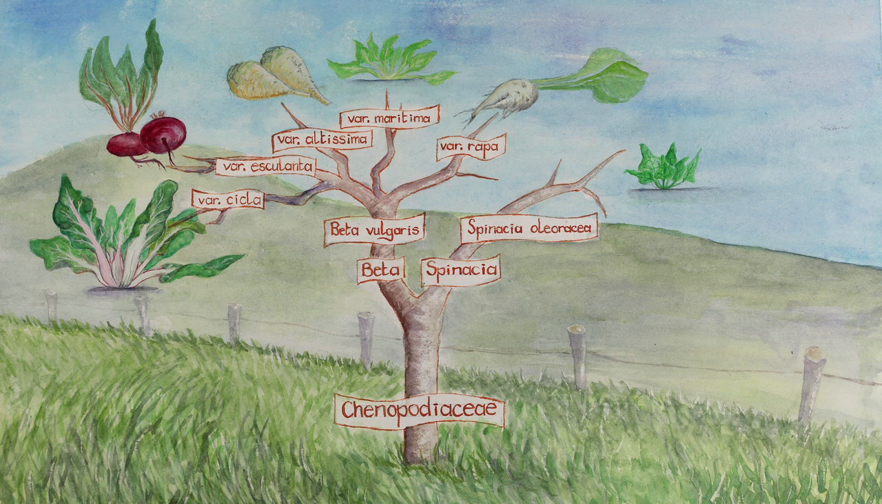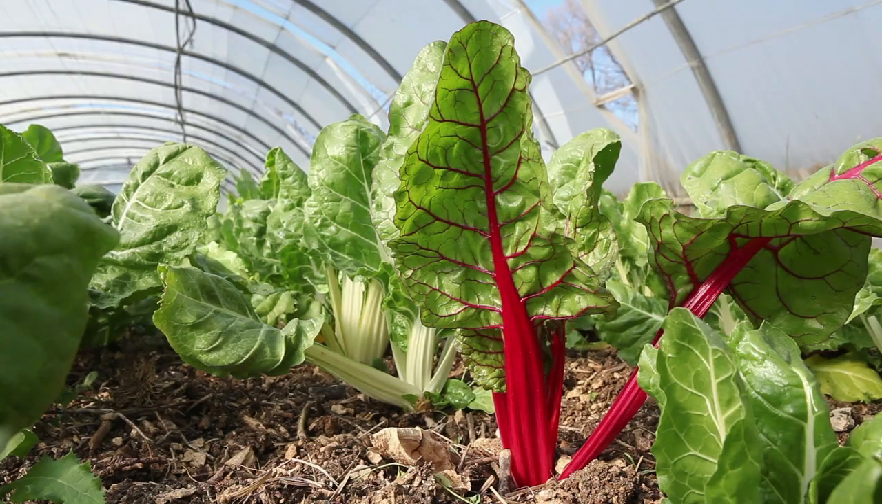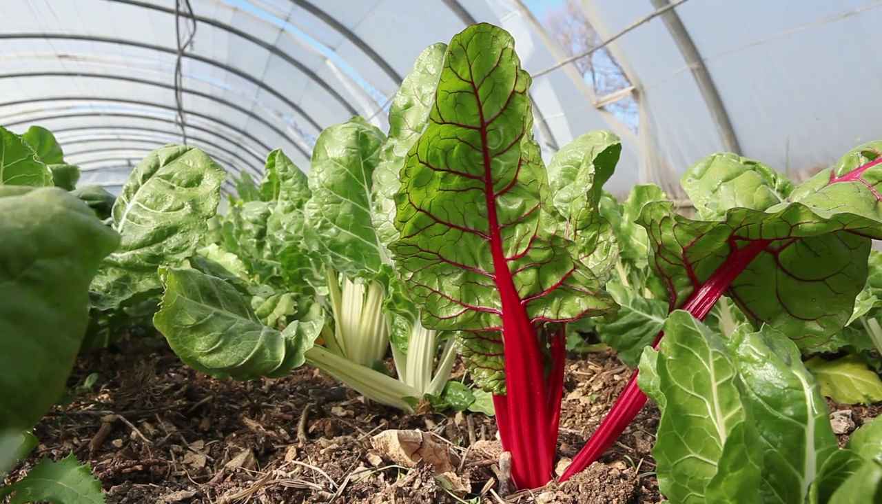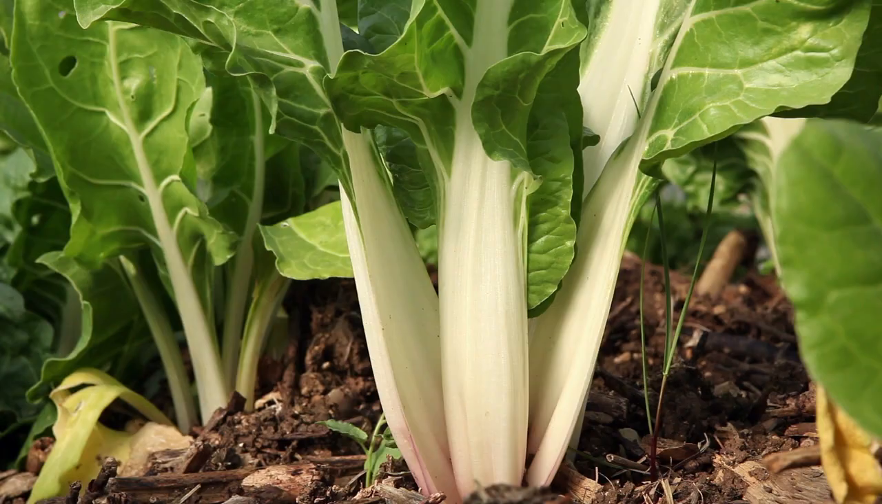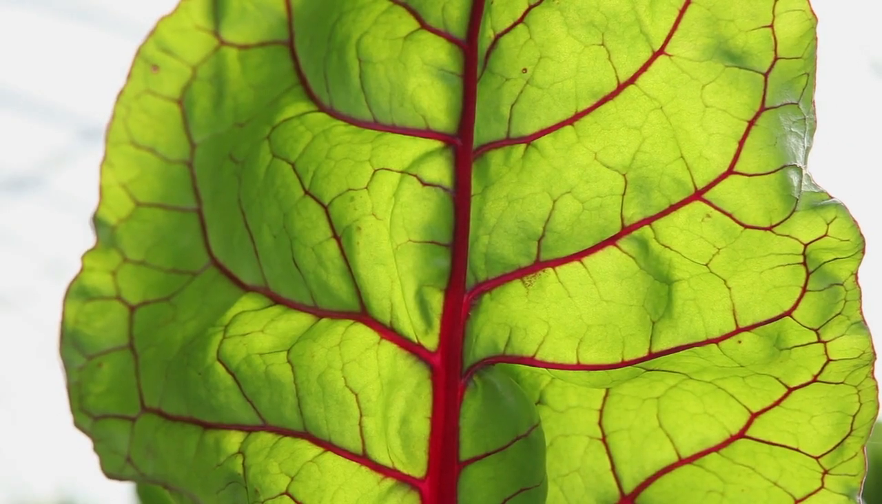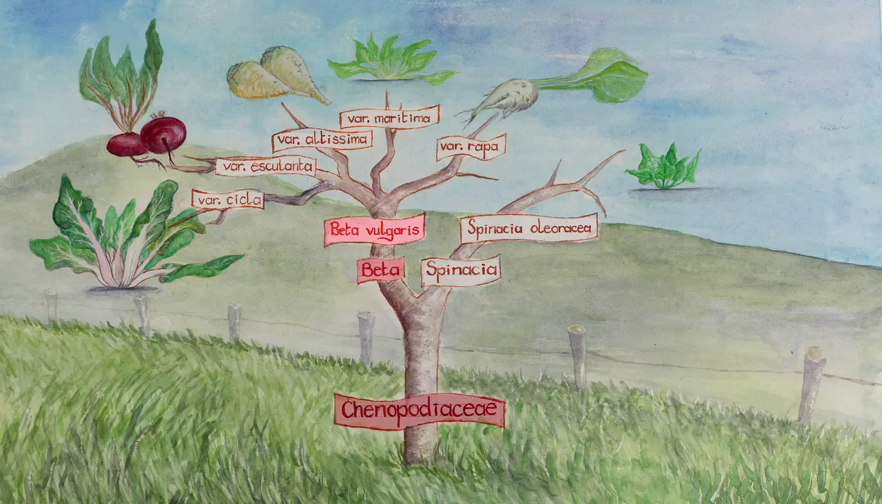Chard and beetroot belong to the Chenopodiaceae family and the Beta vulgaris species. They are biennial plants grown for their roots, stalks, and leaves. There are 5 subspecies.